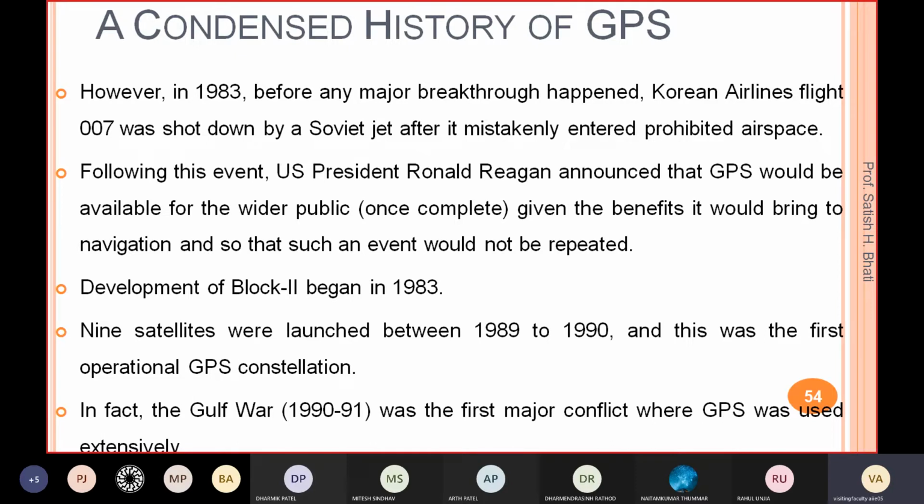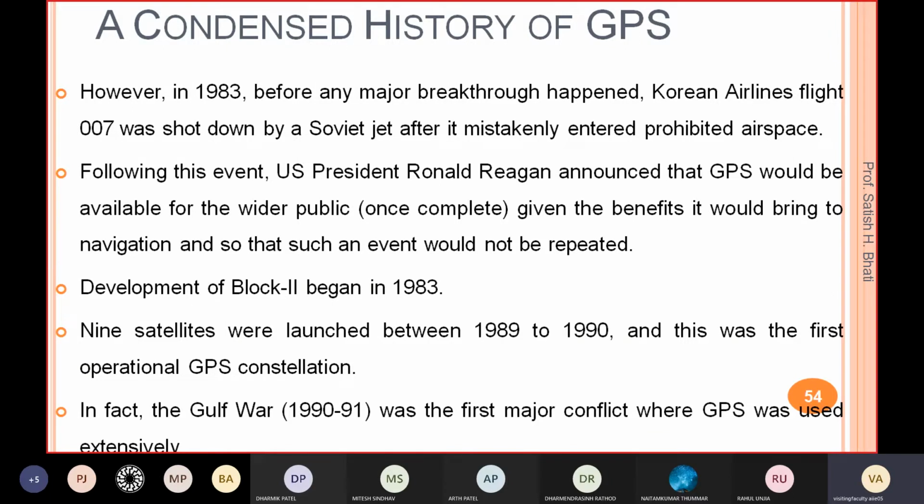So the development of Block 2 began. The first series was Block 1, and after that the new series was Block 2, which began in 1983. They launched some 9 satellites between 1989 and 1990, and this was the first operational GPS constellation.